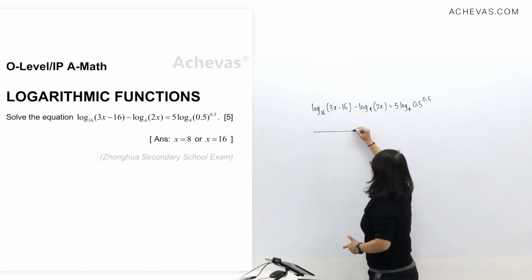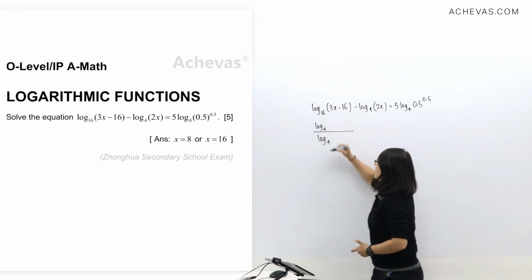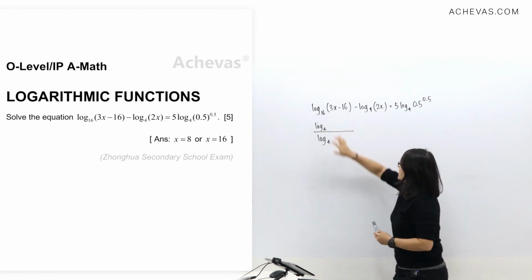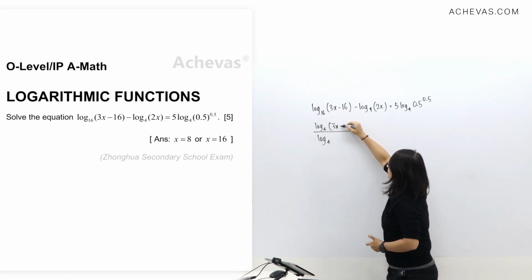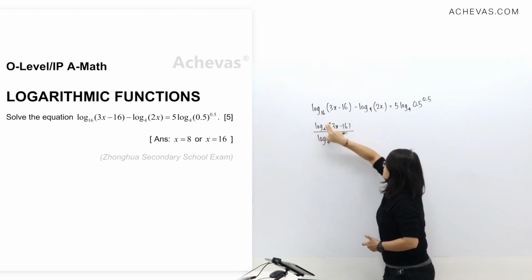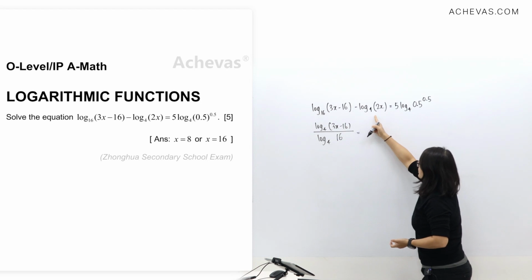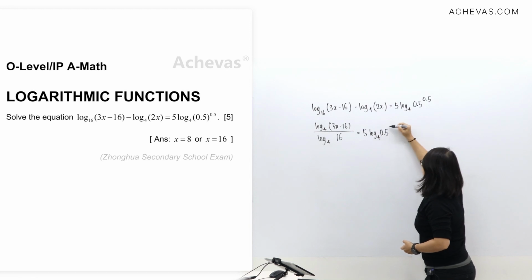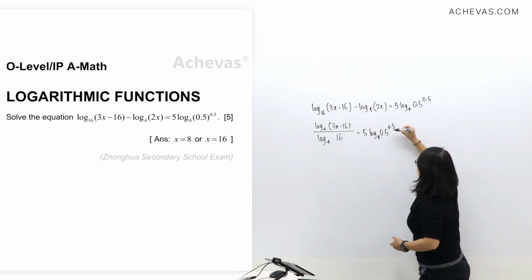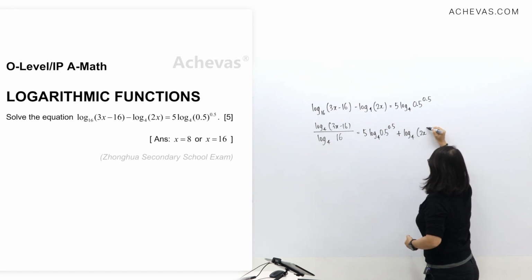So I'm going to do change of base, log 16, change to log base 4. So I'm going to write log 4 divide log 4. Let's copy 3x minus 16 to the numerator, and this 16, write it down in the denominator. I'm going to write equal here because I'm going to shift this one to the right hand side. Let me rewrite this whole thing. I'm going to change a minus to an addition. So add log 4 to x.